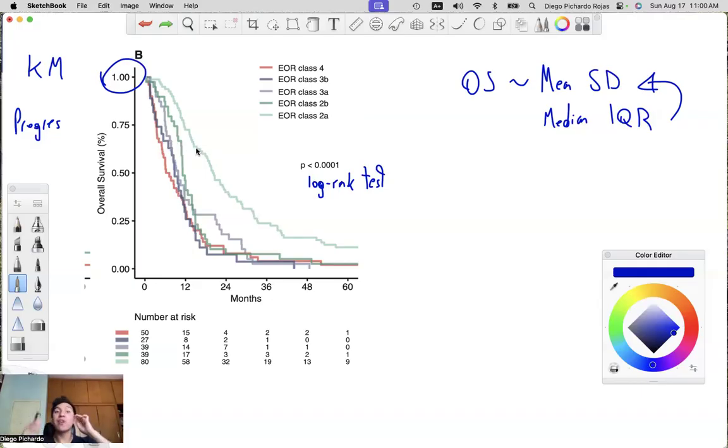So far, any questions, any comments? All good? Any comments, any questions regarding what a Kaplan-Meier curve represents?